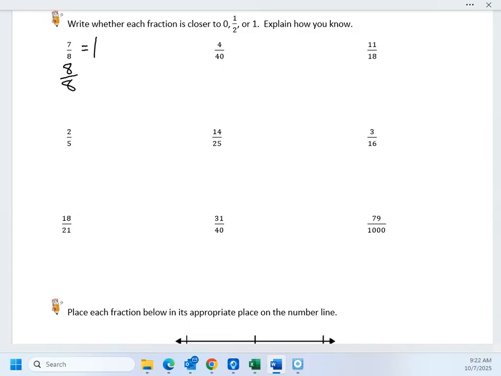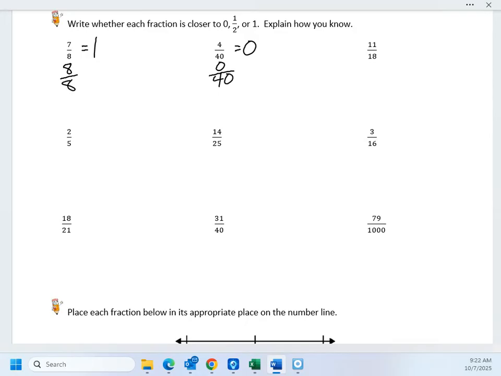So let's look at 4/40ths. Is 4/40ths closest to 0, half, or 1? What do you think, Presley? 0. Why 0? Because 1 whole is equal to 40, so 4 is really close to 0 because it's not close to 40. Yeah, that 4 is really close to 0/40ths.